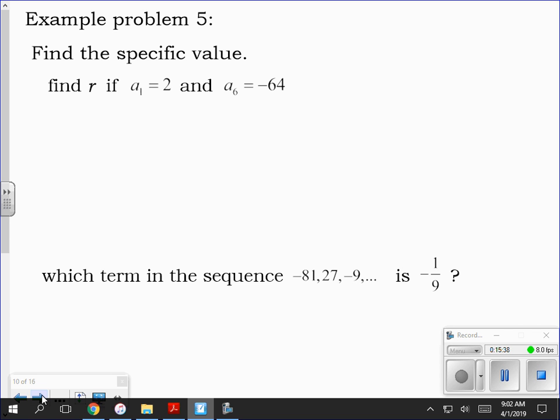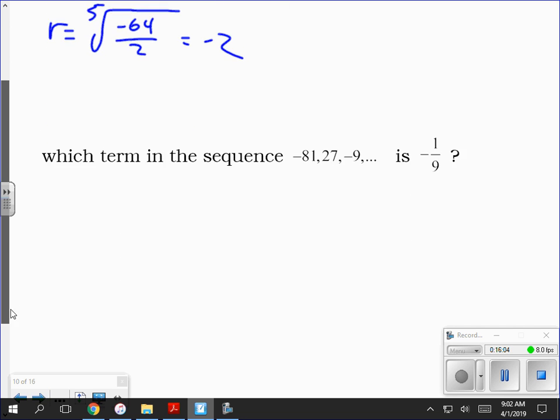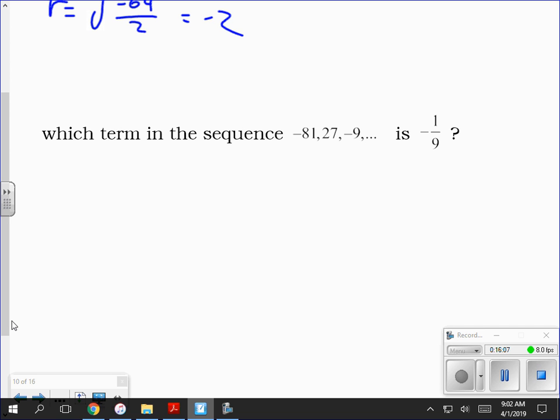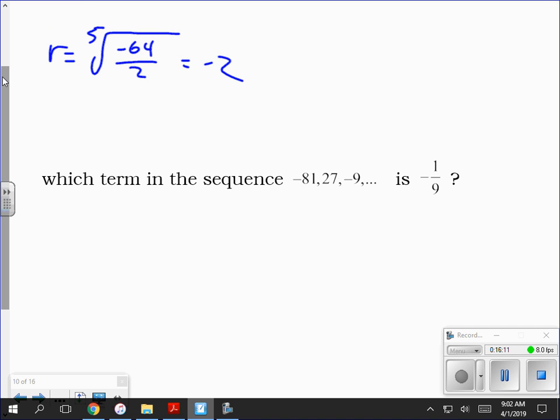And because we have done this several times, you should, I believe, get -2 for that. It's the fifth root, so you can take an odd root of a negative number. That's okay. You will get -2.